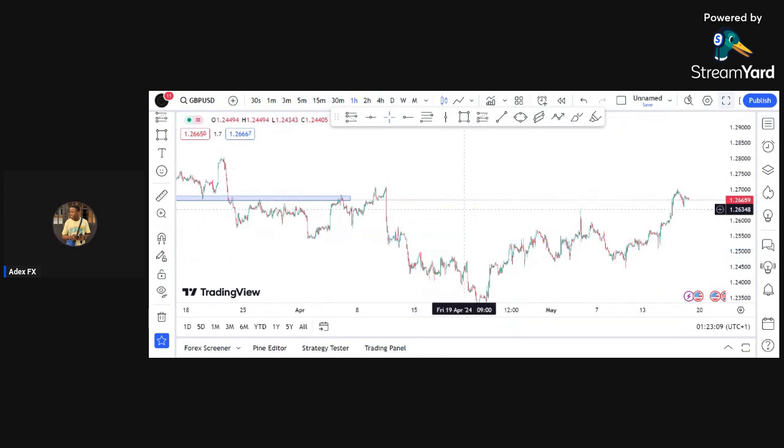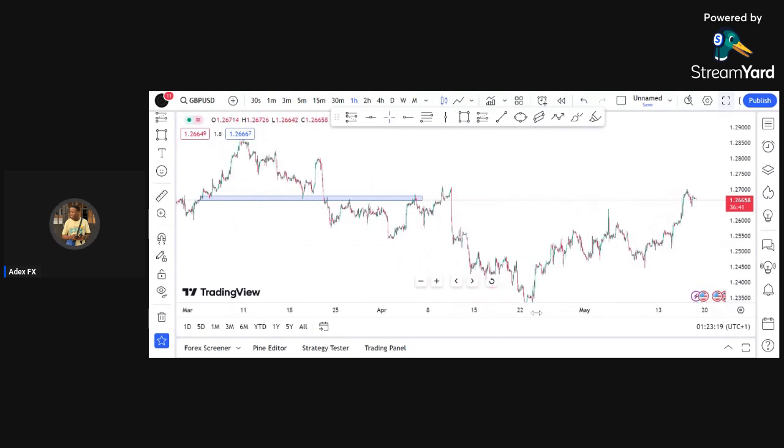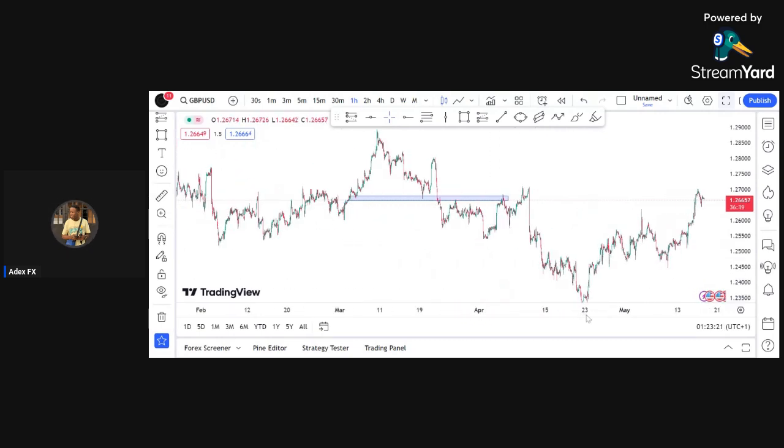Let's look for another one. So these are levels that markets react to. When a level becomes more valid, you can extend it into the future, like in the next 4 months you are still using the same support and resistance zone. You understand?